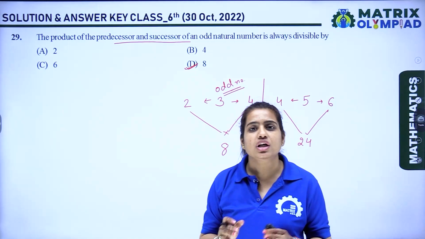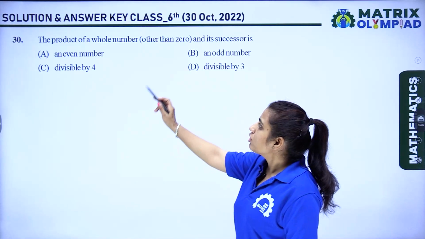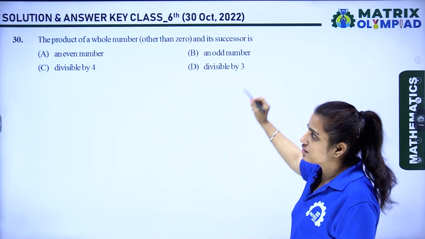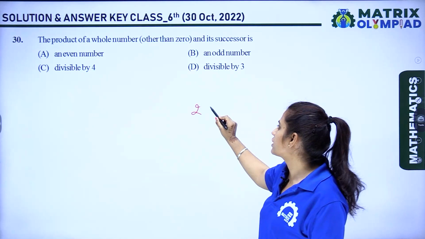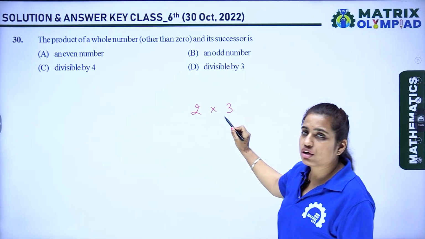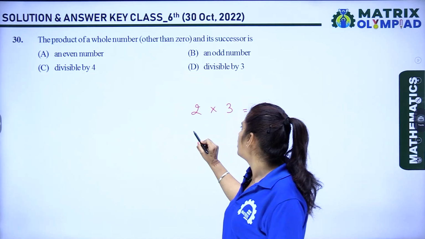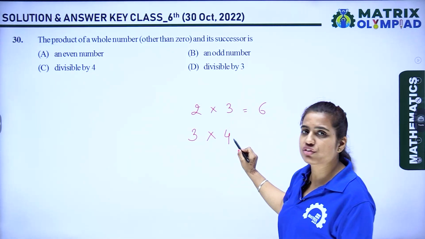So this is the basic reason behind choosing option number 8. Now the next question. The product of a whole number other than 0 and its successor is. Let it be whole number 2 and its successor, which is 3. The product of these two numbers is 6. Let's take one more example. Let's take 3. The successor of 3 is 4 and the product of 3 and 4 is 12.